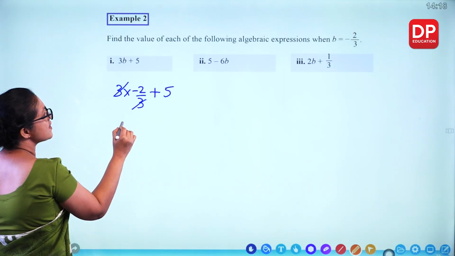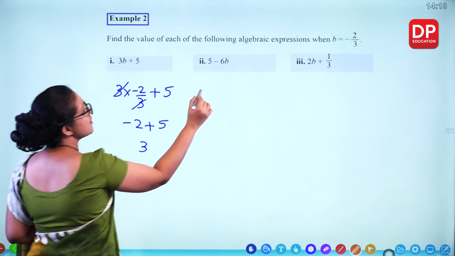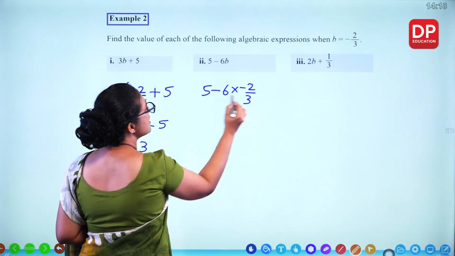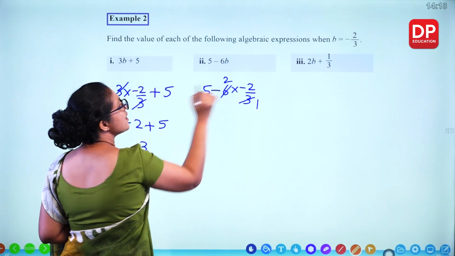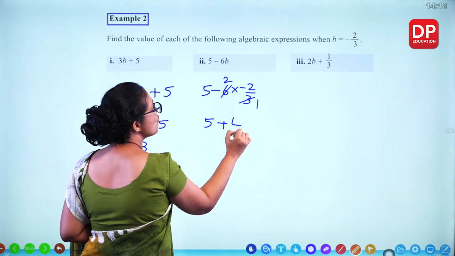3 and 3 get cancelled out. You get minus 2 plus 5. That's 3. 5 minus 6 times minus 2/3. 3 and 1, 3 and 2. 5 plus 2 times 2, 4.